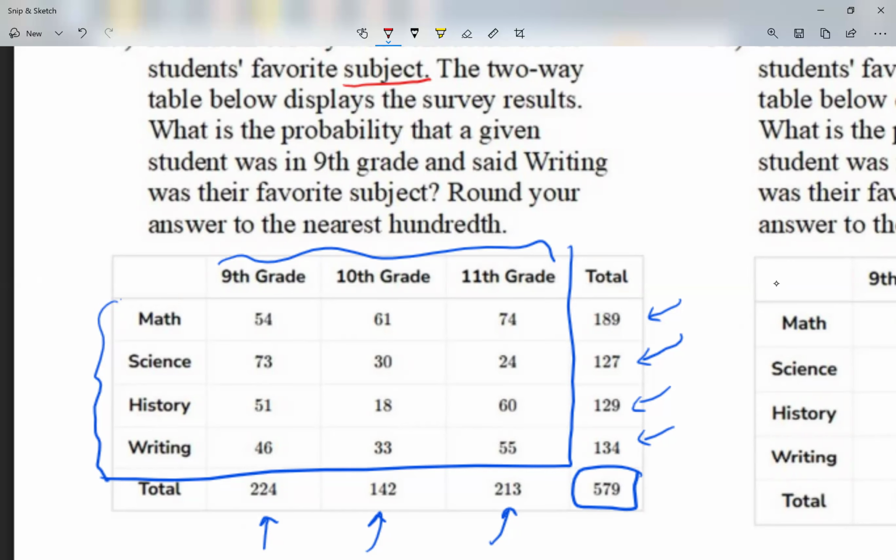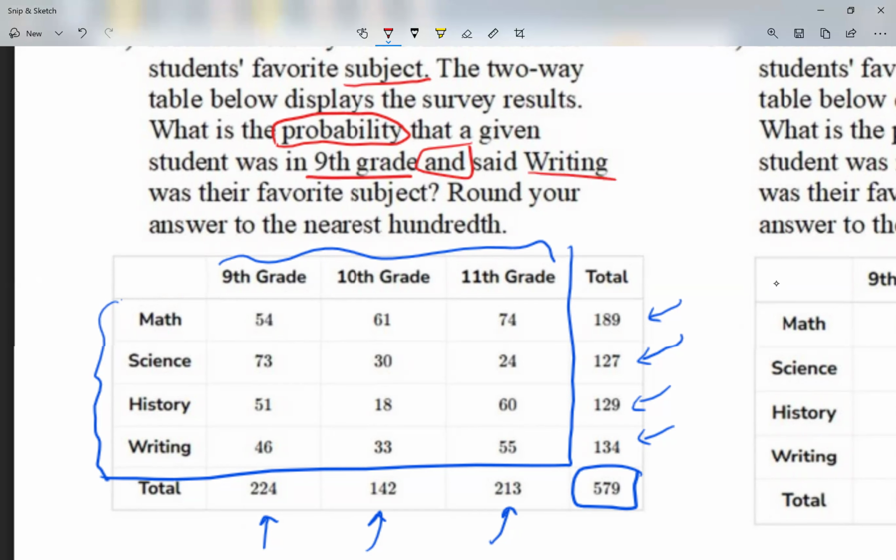Now, what is the probability? Okay, interesting. I'm going to circle the word probability. What is the probability that a given student was in ninth grade and, interesting, the word and, said writing was their favorite subject? Because I'm using the word and, from my information, one of them has to deal with subject and the other one has to deal with grade. I'm not going to be able to pick the two things from the same side.